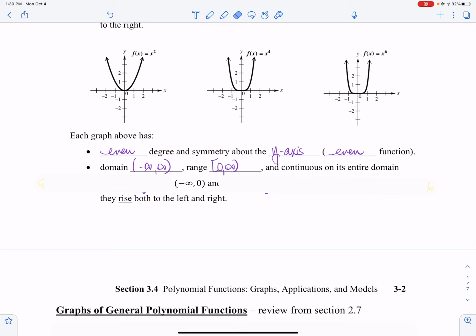And they are continuous. If you look at increasing and decreasing, all three of these will be decreasing from negative infinity to 0, but then they will be increasing from 0 to infinity. They both rise on the right and the left sides.